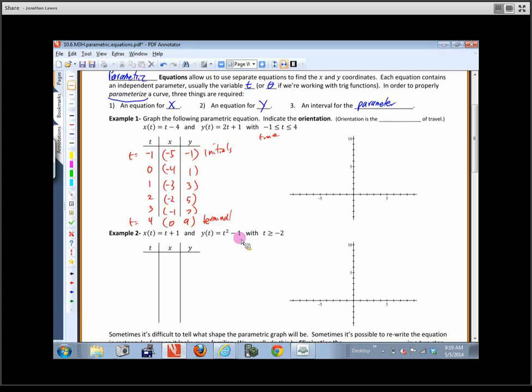So if I chart these out, I've got -5, -1. So I've got that one right there. I've got -4, 1. -3, 3. -2, 5. -1, 7. And then I've got 0, 9. So it looks like this. Now, we started right here when t is equal to -1, and I ended right here when t is equal to 4. The way we've done this actually makes some sense, because I started with the smallest value for t and ended with the largest value for t.